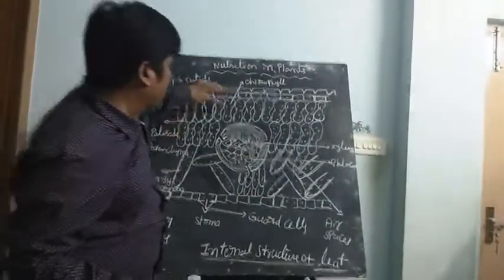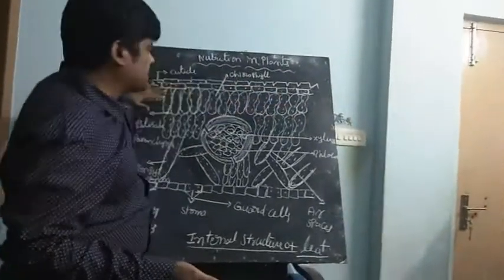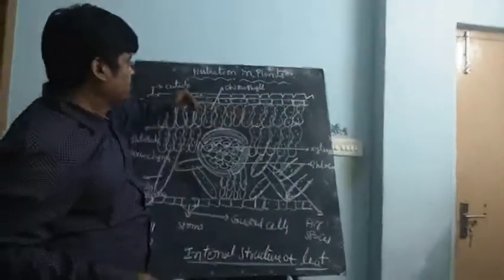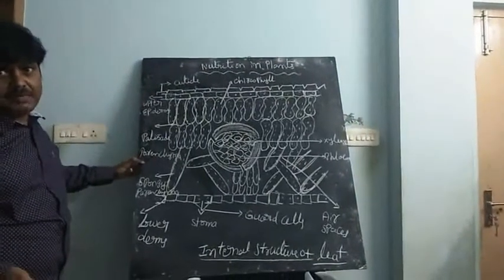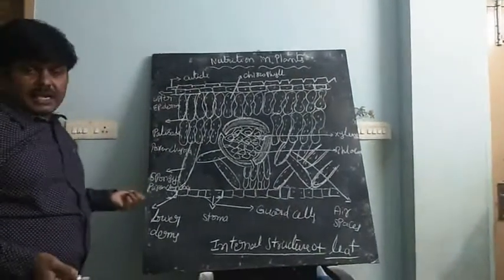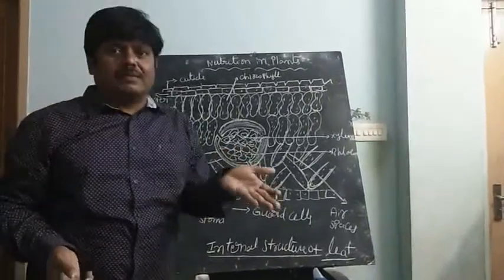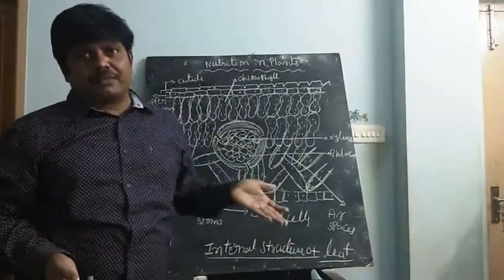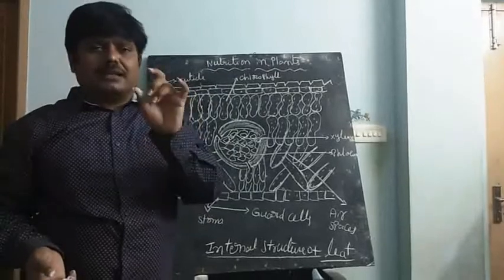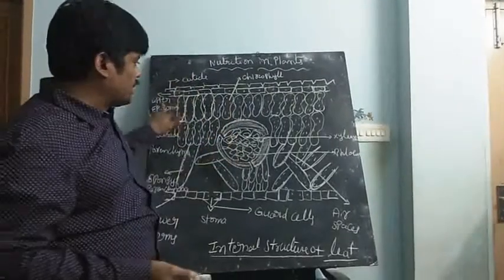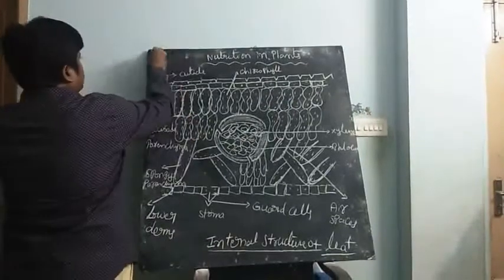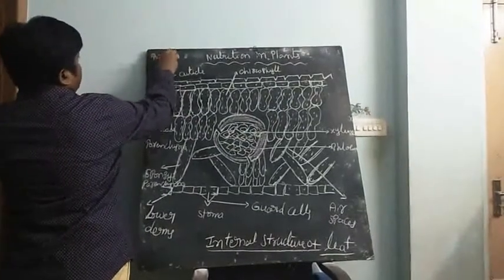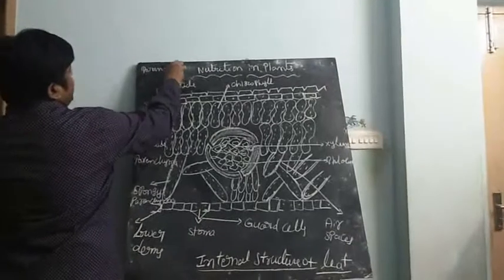And here, you know, arranged in rows, there is a row-like structure. Those are called palisade parenchyma. So what is the meaning of parenchyma? Paren means beside, and chyma means infilling. Infilling means what is the infilling beside? So what is the meaning of parenchyma? Generally, paren means beside.